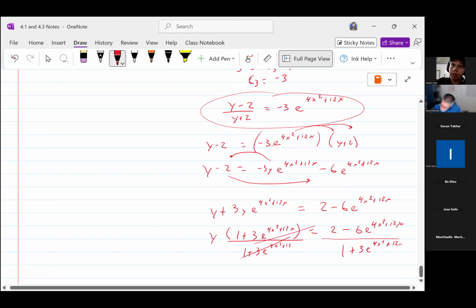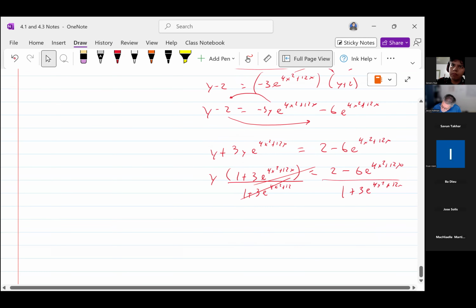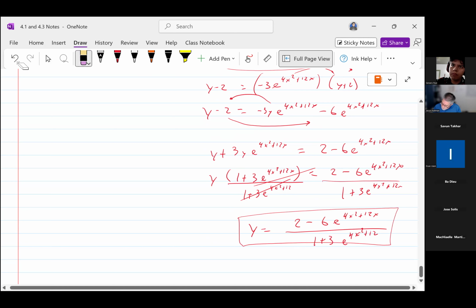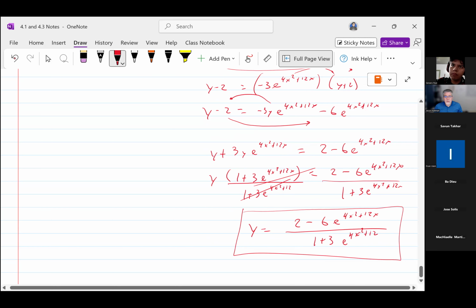And I think we're pretty much done at this point. So y would be equal to 2 minus 6 e to the 4x squared plus 12x all over 1 plus 3 e to the 4x squared plus 12x. Okay. And that is 4.3.